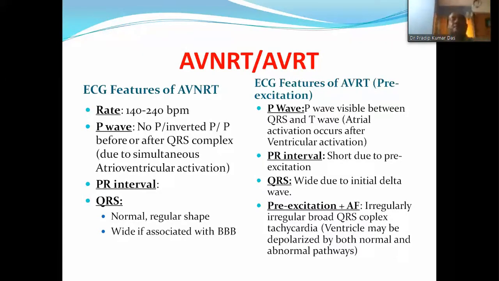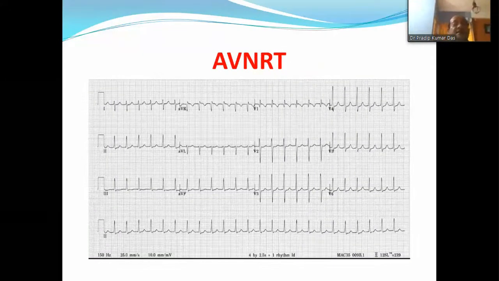We want to present some ECGs. It is a typical ECG of AV nodal re-entry tachycardia. QRS complexes are almost normal, slim and normal looking. The rate is high, and you can see from here, it is around 150. So it is a high rate with supraventricular origin, and the QRS complexes are normal.